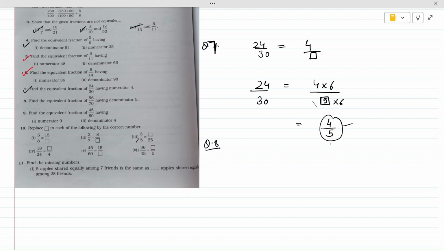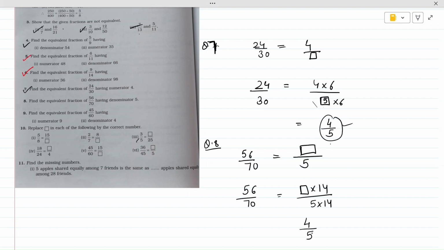Now coming to question number 8. Find the equivalent fraction of 56 by 70 having a denominator 5. So here the denominator is 5. Kids, again here you see if we multiply 5 with 14, we will get 70. Here also we have to multiply the numerator with 14 to get 56. So what is the number which when multiplied with 14 will give us 56? It is 4. Kids, if you know the table of 14, I'm straight away telling it is 4. If you know the table, it's fine.